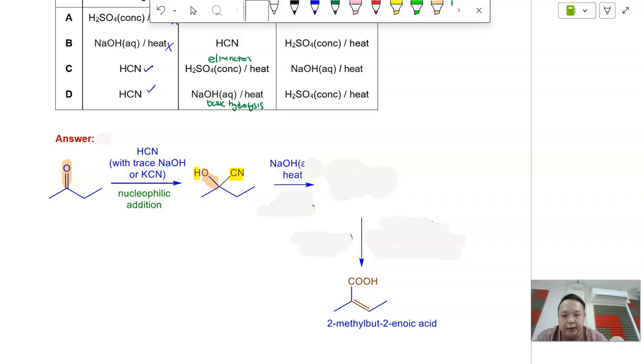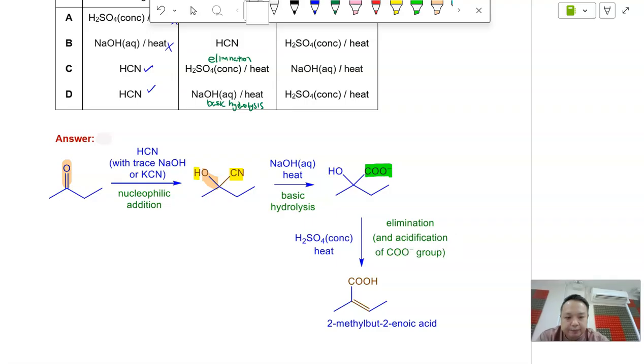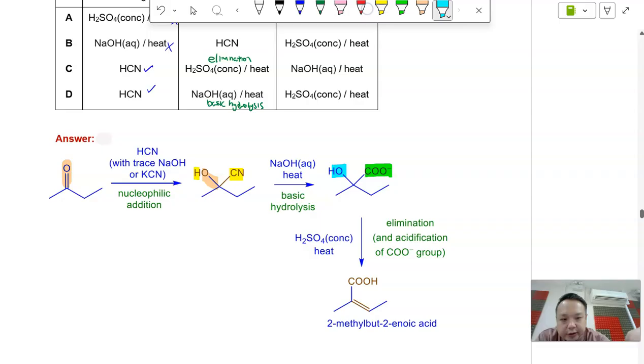So imagine if we do NaOH (aq) with heat under reflux, we get our basic hydrolysis. Your CN now becomes your COO minus. And then followed by conc. H2SO4, heat, we do an elimination reaction. So this OH and the adjacent carbon, this adjacent carbon with the H, this OH and this H can come out. And then you form a double bond. Right, so this is one way, and therefore this is the route of D.